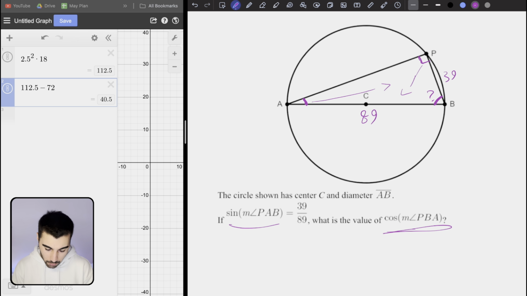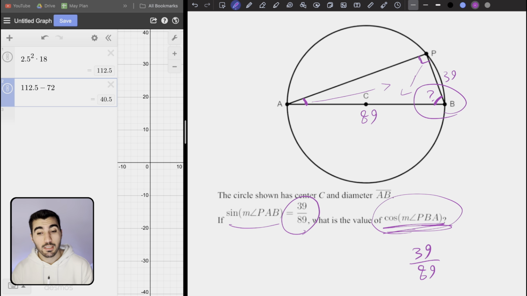And now we're looking for the cosine of this one, right? And the cosine is adjacent over hypotenuse. So what is the adjacent of this angle? It's this one. Hypotenuse is this. So the cosine of this is going to be 39 over 89, the same as this one.